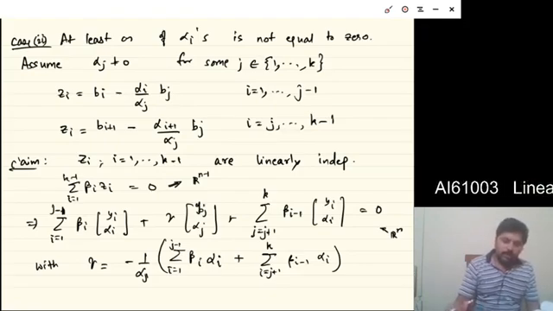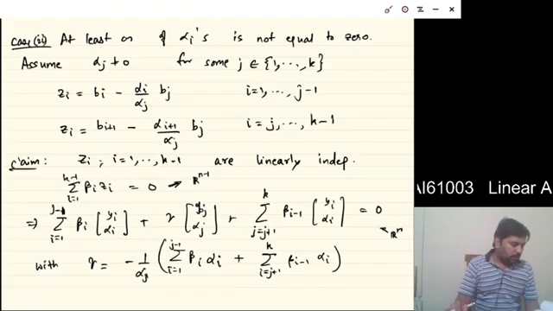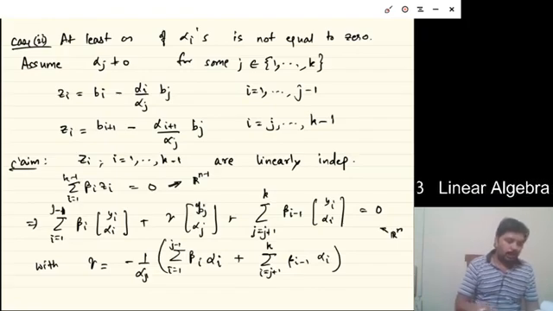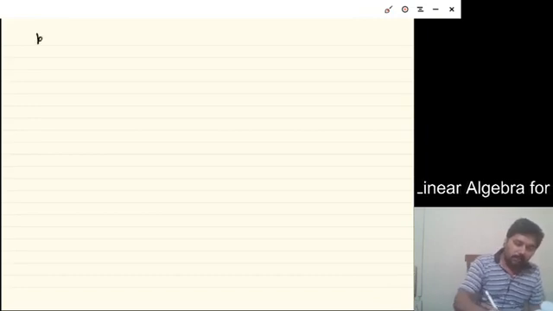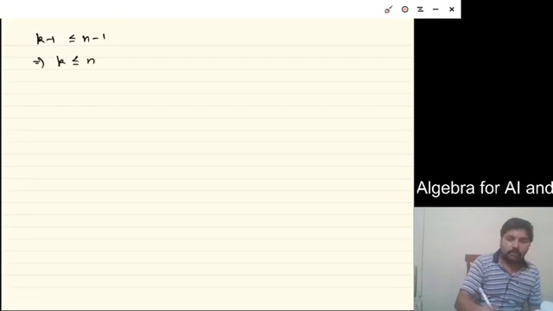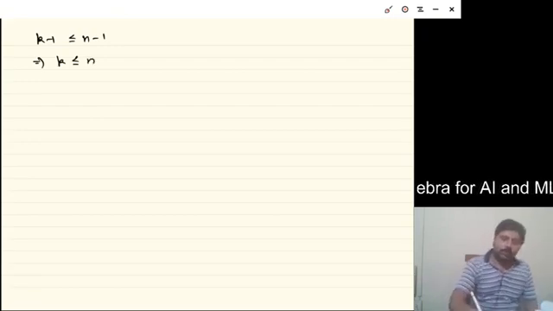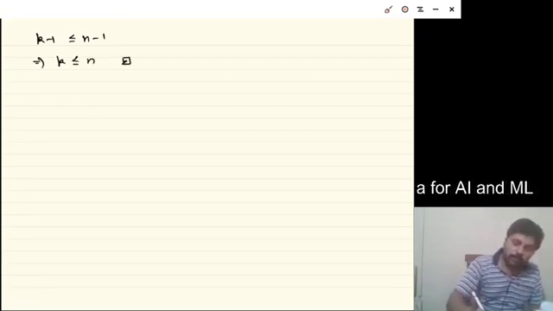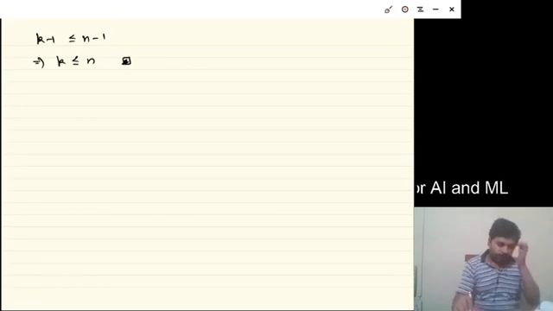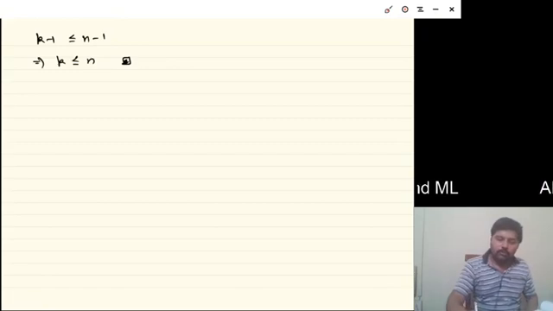Because this set is linearly independent, what will happen? You will have k minus 1 less than or equal to n minus 1, right? So k minus 1 is less than or equal to n minus 1, which will imply that k is less than or equal to n. So this proves the theorem, right?